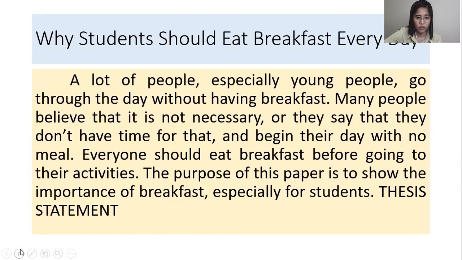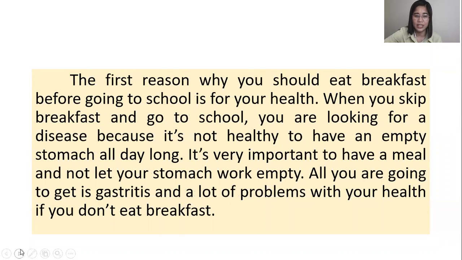Now let's proceed to the body. We have here 3 reasons. The first reason why you should eat breakfast. So this is the time that you will present your argument. You will present your reasons. You will present your examples. You will present your statistics.